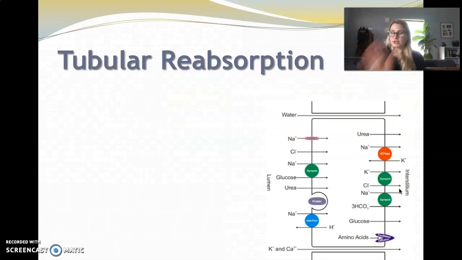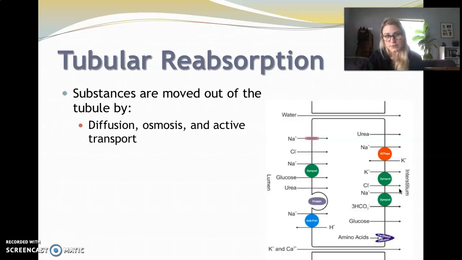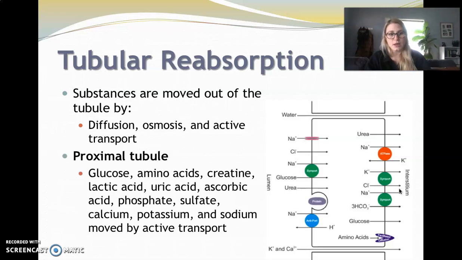So now, we've already talked about glomerular filtration rate. Now let's go over tubular reabsorption. So we're going to be doing reabsorption 3 different ways: diffusion, osmosis, and active transport. So we're really big into active and passive transport from earlier in this year.